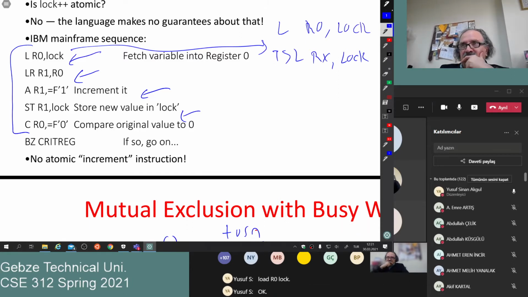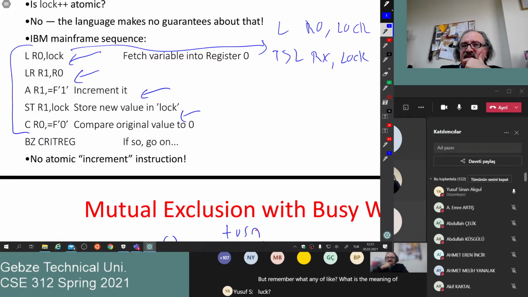So why don't we change the lock variable directly instead of saving the initial value into the R0 or RX register? But remember, what is the meaning of lock?